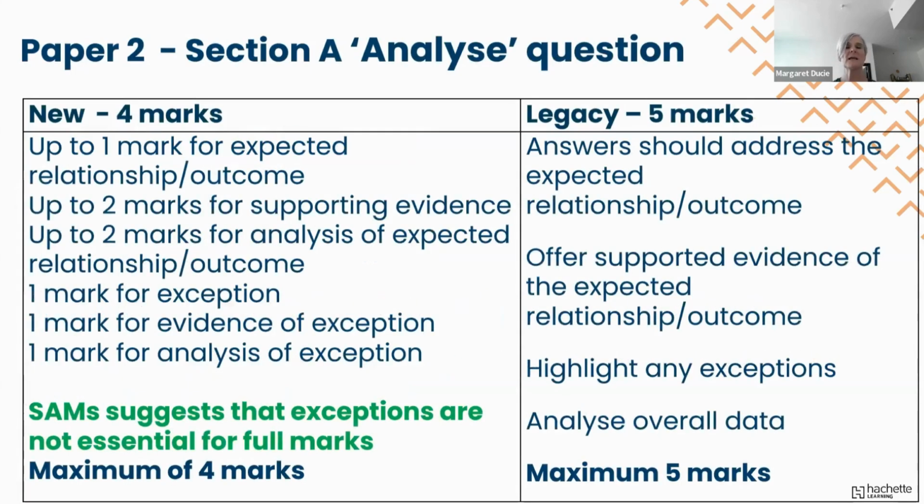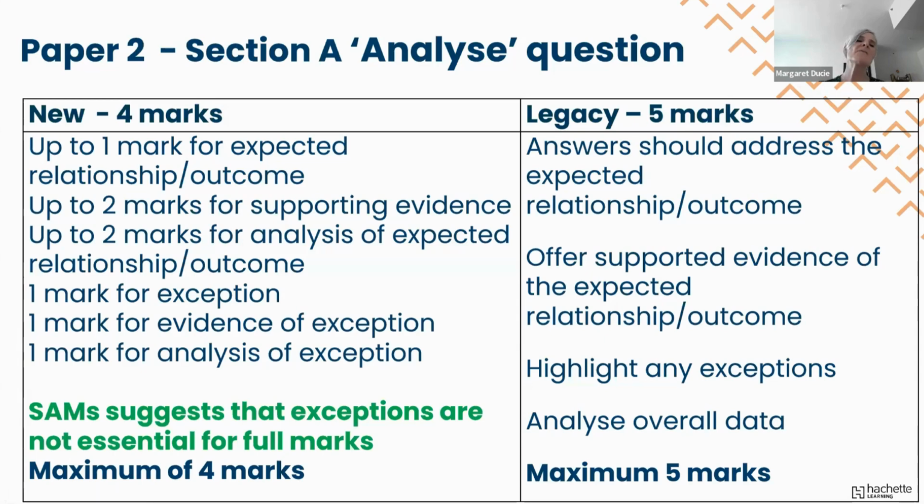Okay, next slide, please. Now, I think this criteria, the revised criteria for the analysed question, so we're on paper 2, section A, the marks are now less, and I think this makes it a little bit more straightforward for students. So at the moment, and I'm aware that you know this, it's always based on data, this question, and students have to address the expected relationship or outcome. They've got to offer evidence to support the expected relationship or outcome. They also have to highlight any exceptions and analyse the overall data. So it's actually quite a lot for 5 marks.